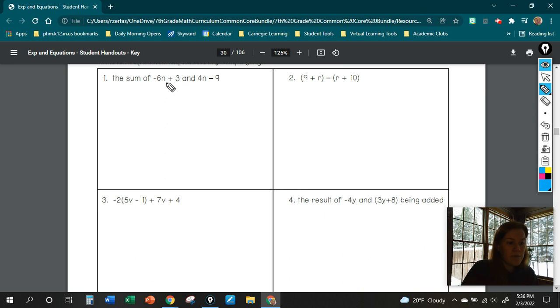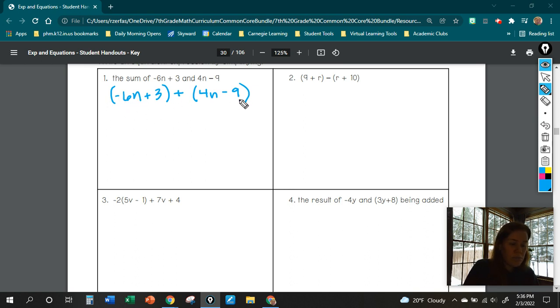Number 1, the sum of negative 6n plus 3 and 4n minus 9. So it's not asking us to write the properties anymore. We're going to assume that you've internalized all these different things that you're allowed to do. So the sum of these two things, sum means addition. So we're being asked to add up these two quantities. So we're going to write it like this. This is the sum of these two quantities.